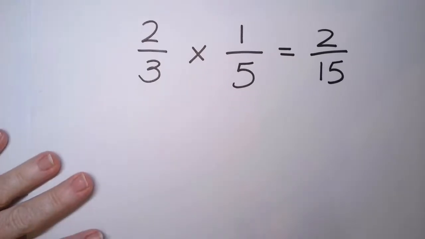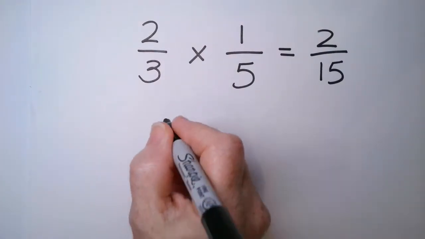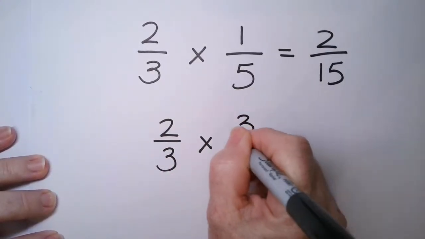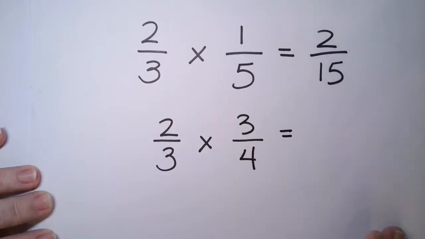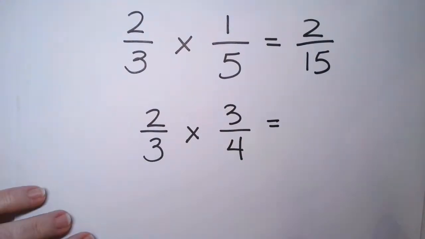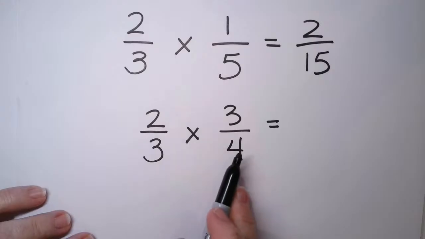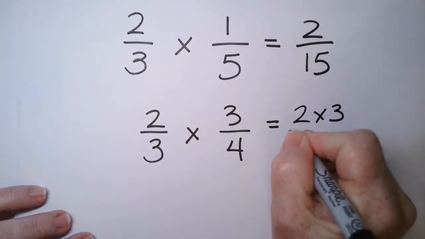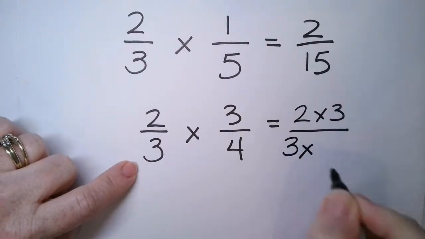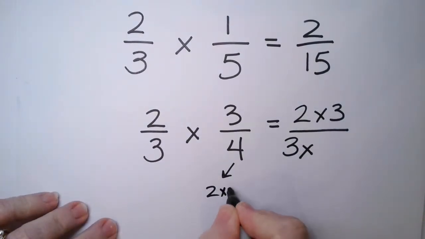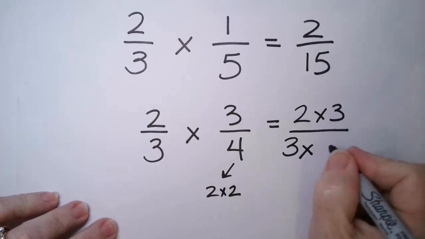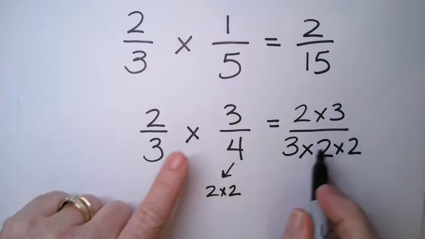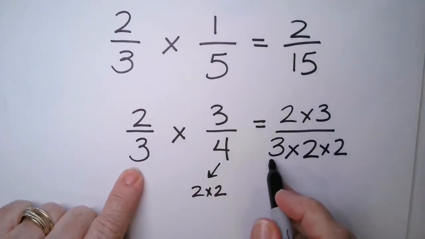Watch this. If I say, for example, 2/3 times, instead of 1/5, what if we do 3/4? Wait, don't do this yet. Do you see how I have the 2 and the 4 here? This is 2 times 3. This is 3 times, would you agree that 4 is 2 times 2? So 2 times 2. So this is the 4, and this is the 3. Give me a smile so I know I didn't lose anybody.